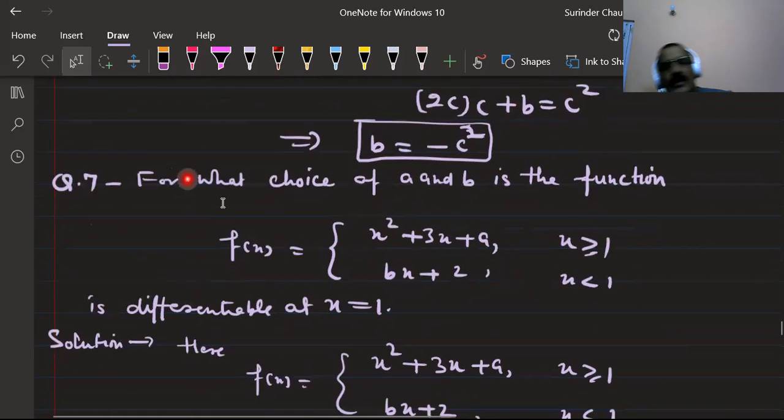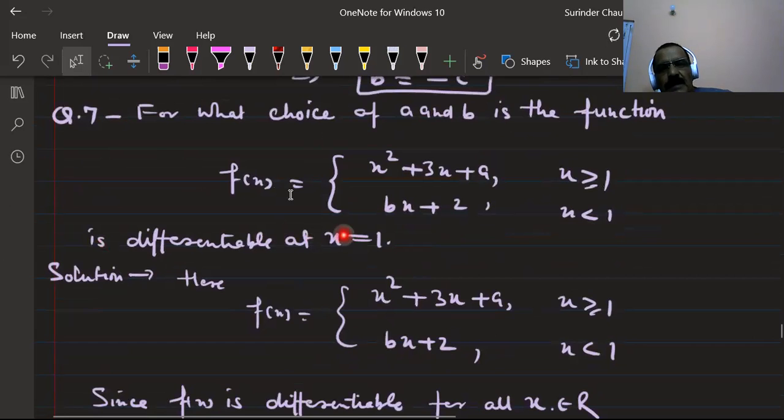Now the next problem is, for what choice of a and b is this function f, equal to x square plus 3x plus a for x less than or equal to 1, and bx plus 2 for x greater than 1, differentiable? Again the same problem: two unknowns, so we need two equations.